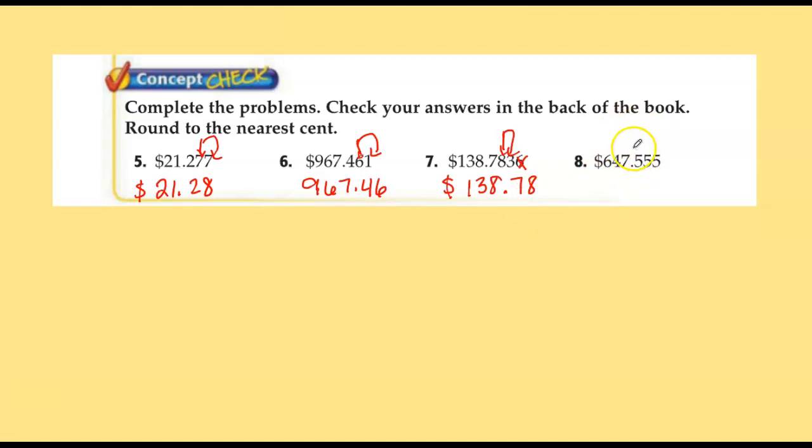And if we look at this one, here's my decimal. If you go 2 over, this is my number. I look next door. If it's 5 or more, then this is going to go up. So then my number is 647.56. So $647.56 would be the answer. Hopefully you're able to understand and do those correctly.